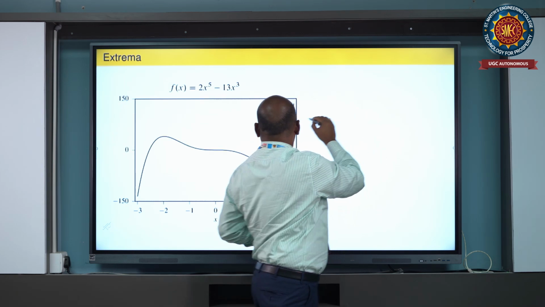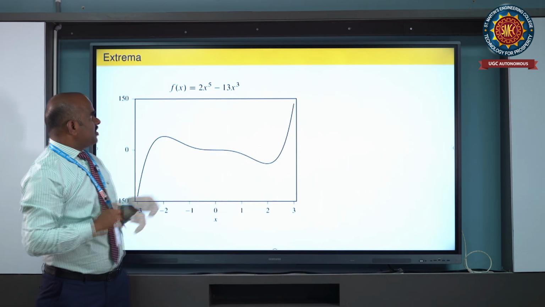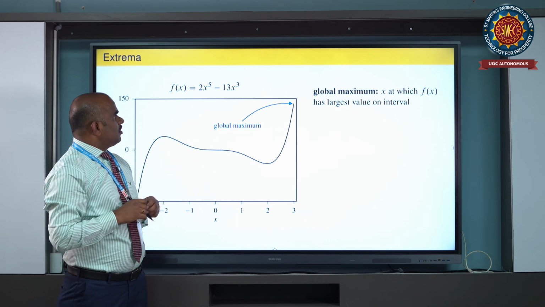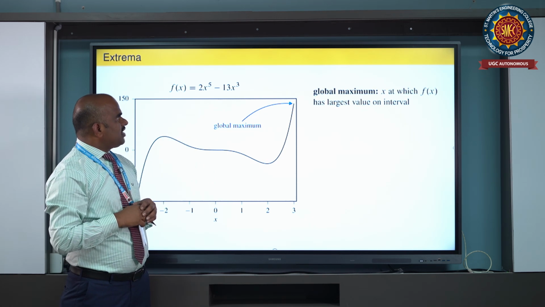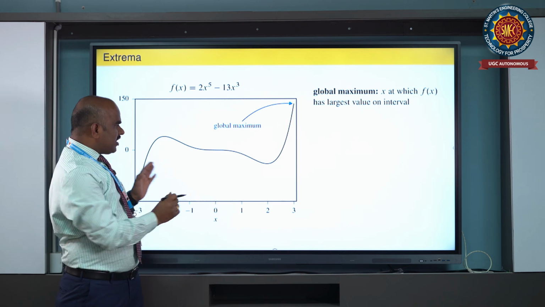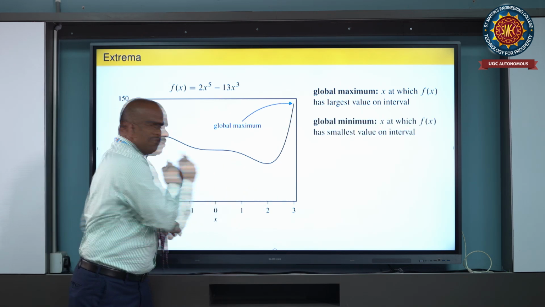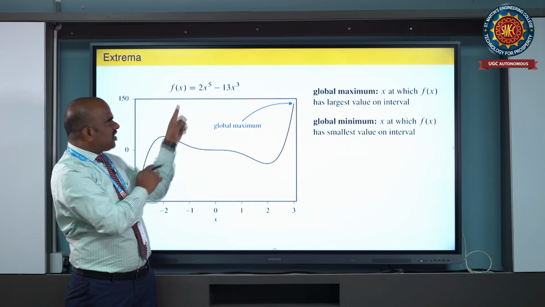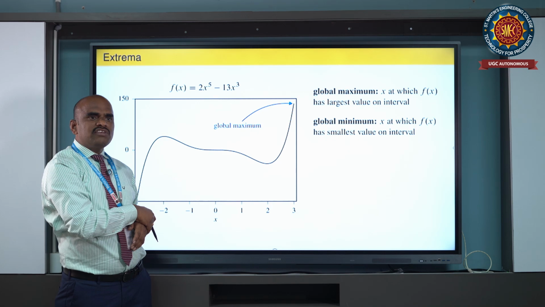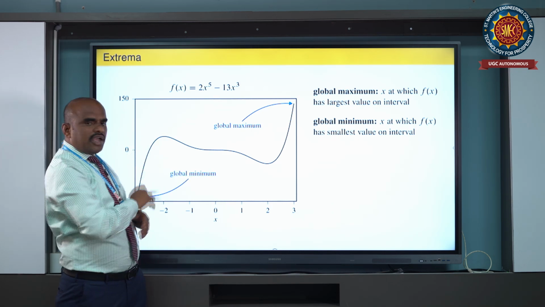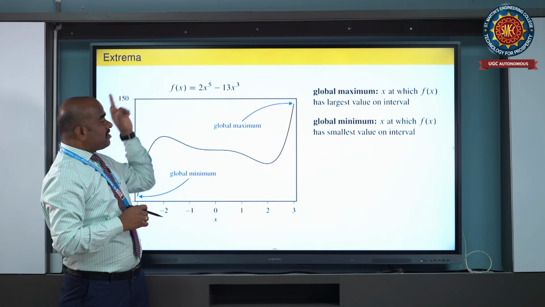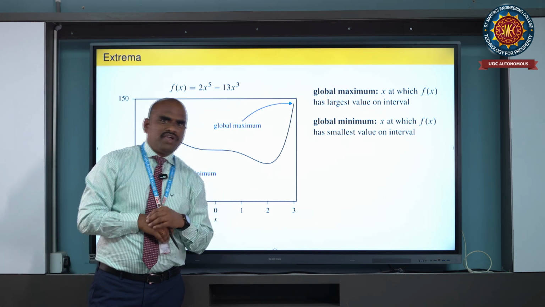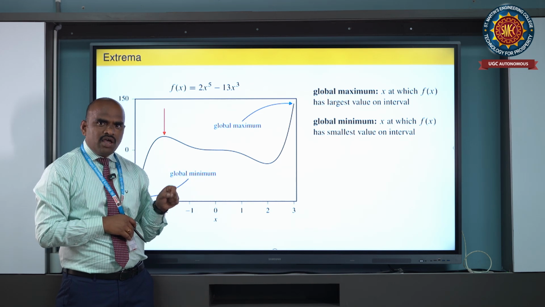Here I am considering the function f of x is 2x to the power 5 minus 13x to the power 3. I am taking the interval minus 3 to 3 and drawing the curve for this function in that interval. Here I am trying to explain what an extremum is. An extremum is a value of x which is either a maximum or a minimum.